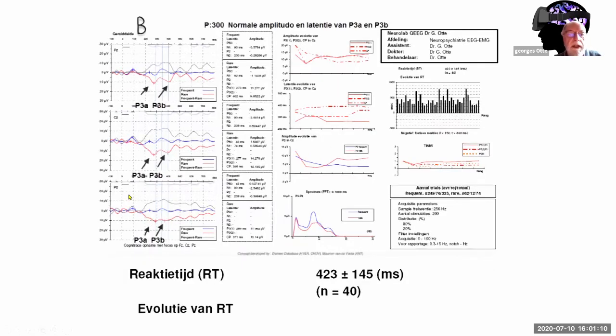In the next patient, for instance, you will see that this is very clearly a P3A and a P3B. The P3B is even on the verge of abnormality. It's around 400 milliseconds. For this age and sex, 400 was about the border of two standard deviations of normality, while the P3A is very normal. And at the same time, you can see that his reaction times are very erratic, and there are a lot of reactions that are above 300 milliseconds.